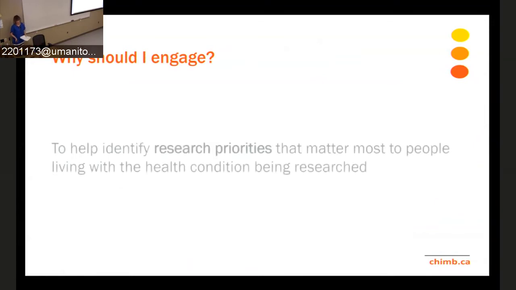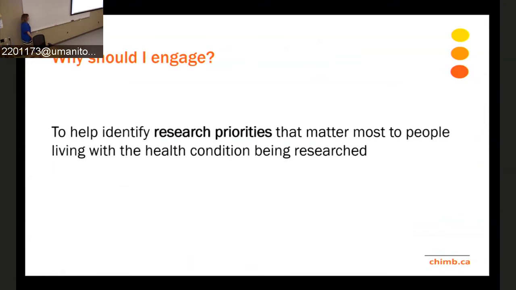Why should I engage? So first of all, we can engage people with lived experience around how to identify a research priority that matters most to people living with the health condition being researched.